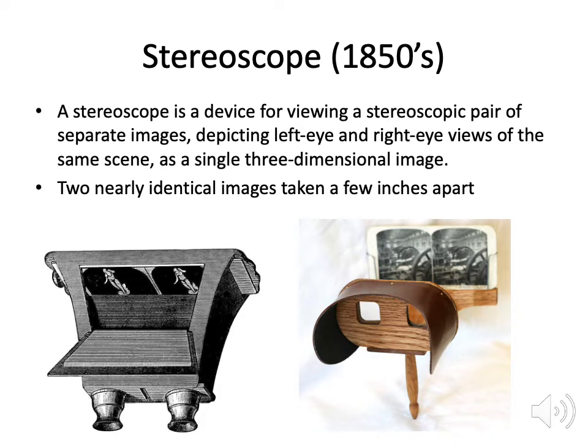So here we have a stereoscope from the 1850s. It's a device for viewing a pair of separate images, one for the left eye and one for the right eye: two slightly different views of the same scene. When these two nearly identical images, taken just a few inches apart, are looked at side by side through this viewer, it creates more of a three-dimensional image. This is the first 3D viewer.